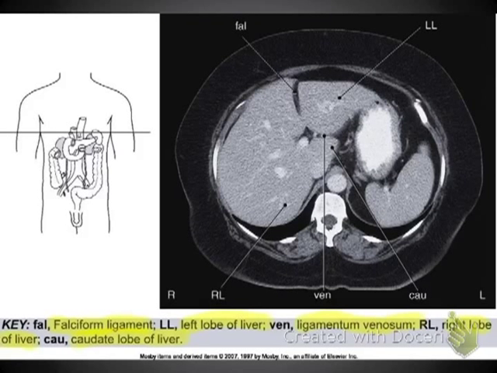Okay, on this image, let's first begin by labeling the structures that we're seeing. We have the aorta, the stomach, spleen, and we have the liver. And so on the liver, we have the right lobe, left lobe. We have the falciform ligament here, which is very prominent, and then just anterior to the inferior vena cava, which is here, we have the ligamentum venosum.